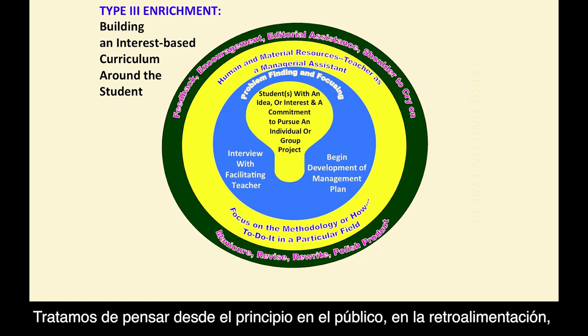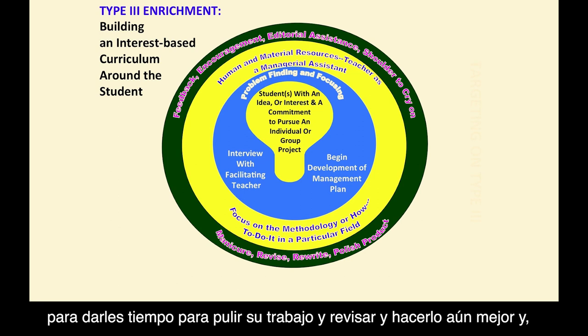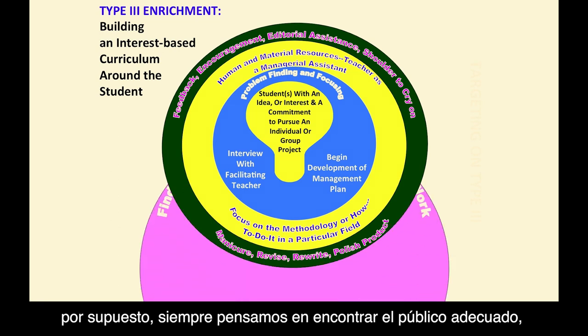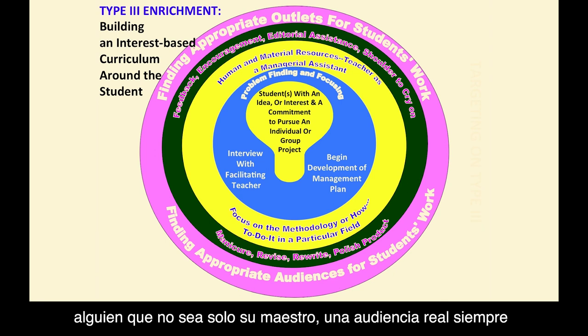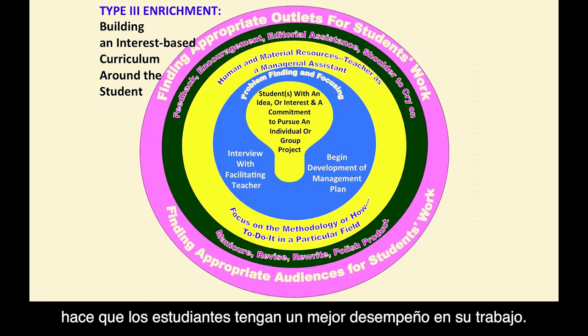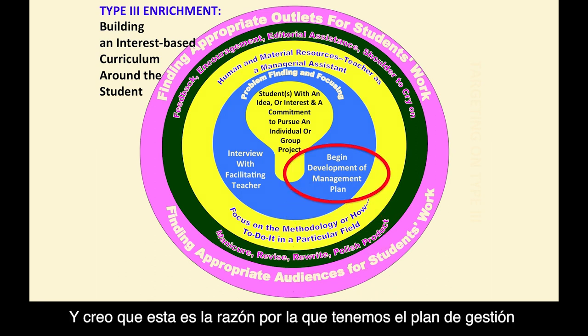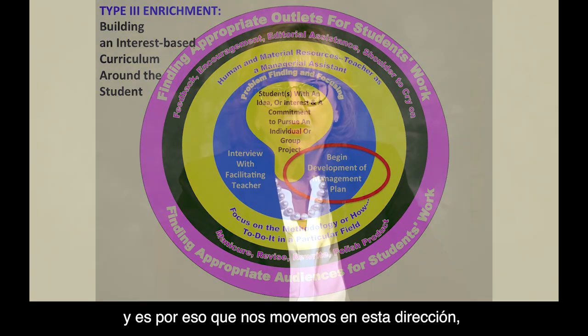We try to think early on about audiences and feedback, and giving them time to polish their work and revise and make it even better. And of course, we always think about finding appropriate outlets and audiences, somebody other than just your teacher. A real audience always makes students do better in their work. And I think that this is, of course, why we have the management plan, and this is why we move in this direction.